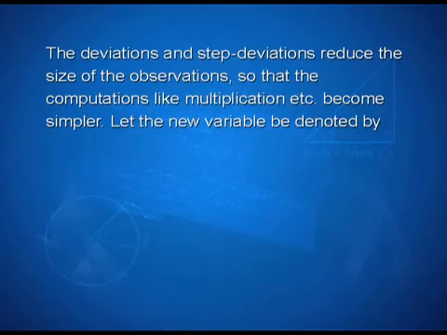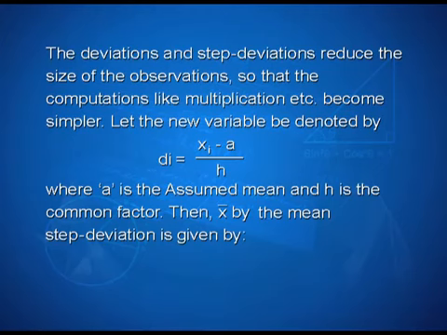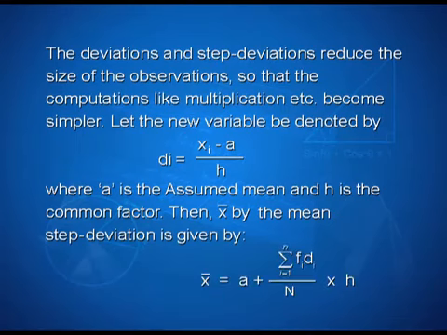The deviations and step deviations reduce the size of the observations so that computations like multiplication, etc. become simpler. Let the new variable be denoted by di, which is equal to (xi minus a) upon h, where a is the assumed mean and h is the common factor. Then the mean x bar by step deviation is given by x bar is equal to a plus summation i ranging from 1 to n fi di upon n, into h.